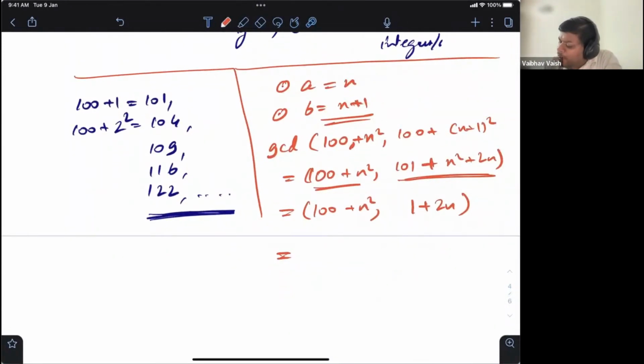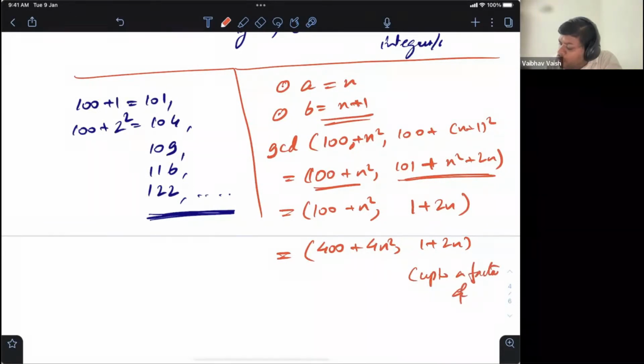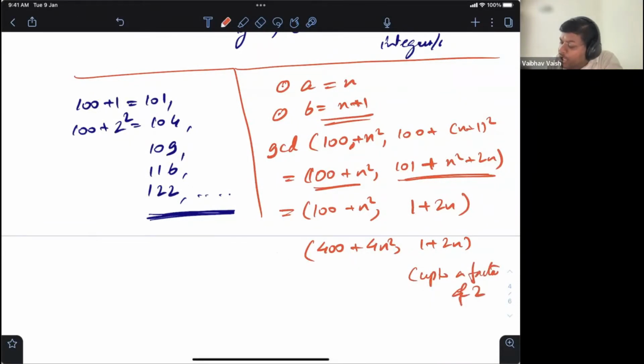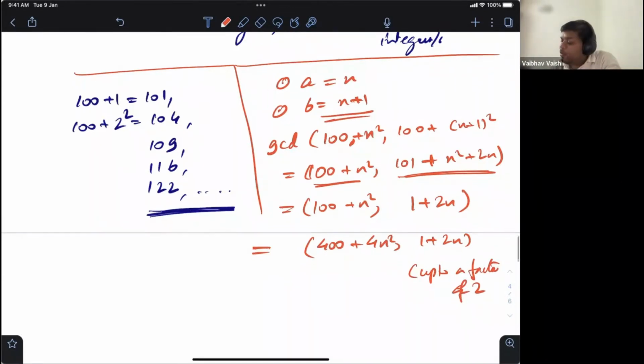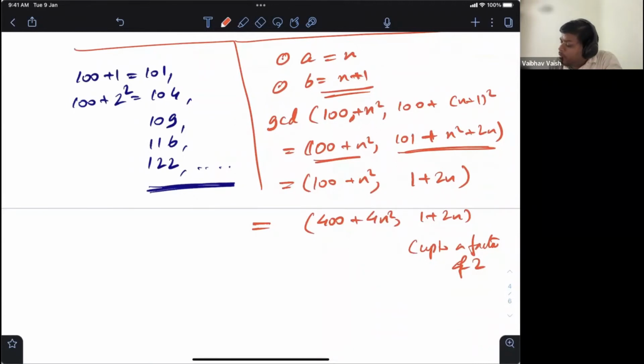So this GCD is also the same as the GCD between 400 plus 4n square and 1 plus 2n, up to a factor of 2. I can eventually drop all powers of 2, and multiplying by 2 would not change the GCD up to a factor of 2. Sorry, 1 plus 2n square is good enough. Let me just multiply by 2. This equality is up to a factor of 2.